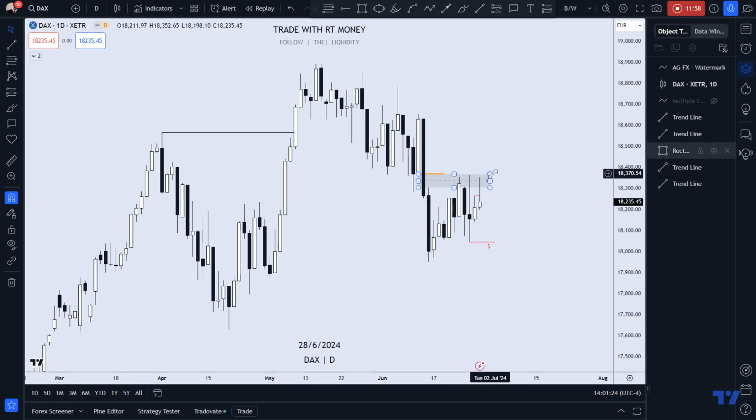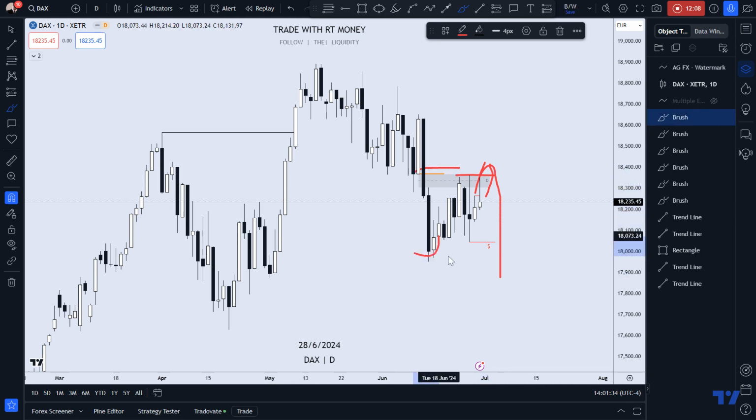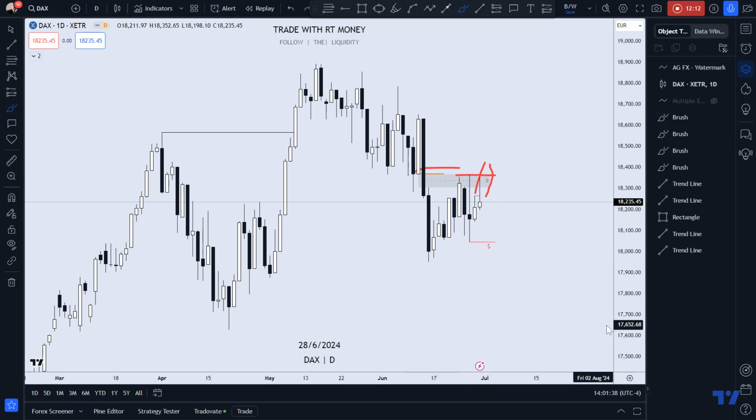We can go up, sweep these highs here, mitigate this order block one more time, and then come back for those lows. We'll see how this goes.